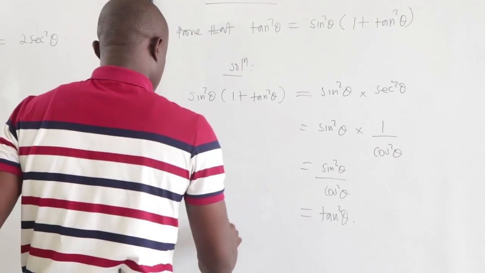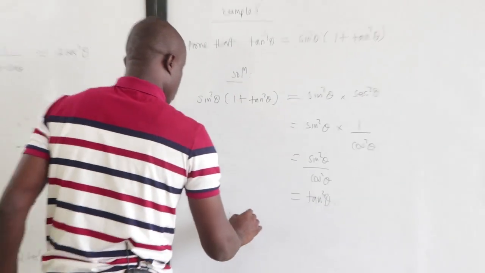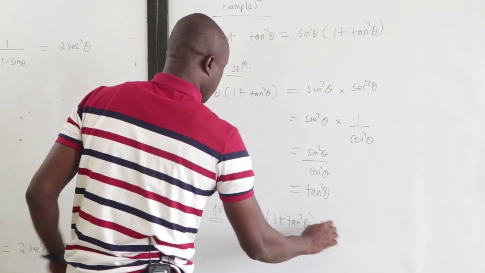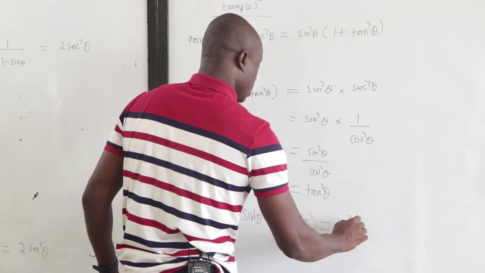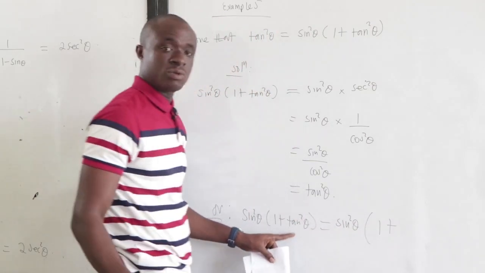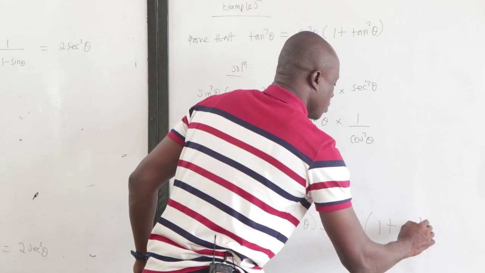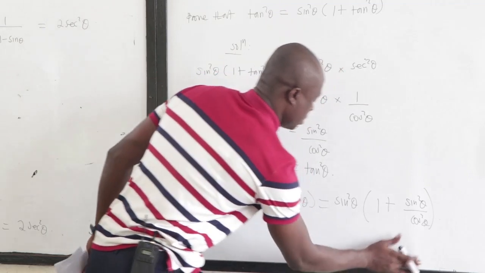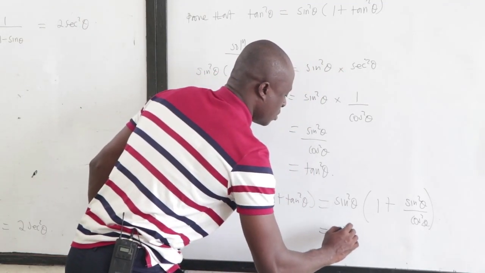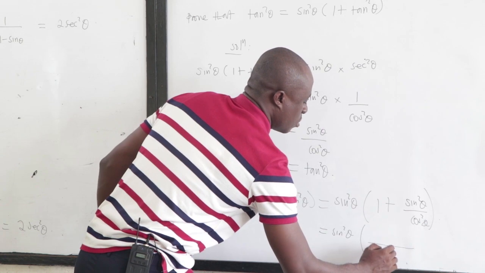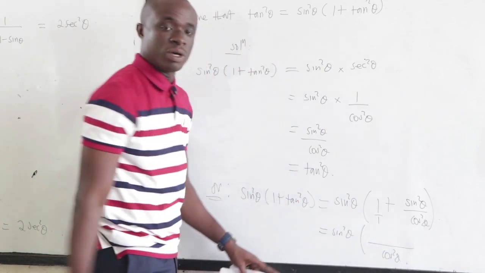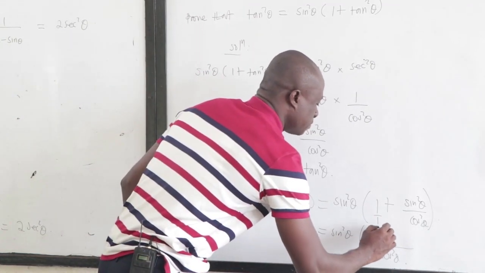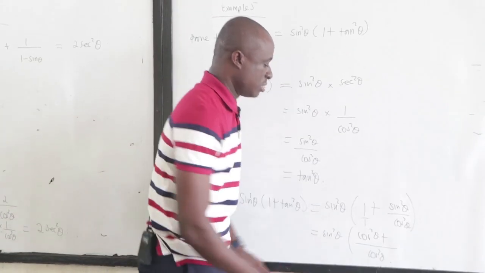Or the same point, you see we have sine square theta 1 plus tan square theta. Now our sine square theta 1 plus, now tan square theta is the same as sine square theta all over cos square theta. We can find the LCM here. So we have sine square theta. Our LCM is cos square theta. This one can be written as 1 over 1. 1 will go into cos square theta, that is cos square theta, plus this will cancel this. So what do you have?